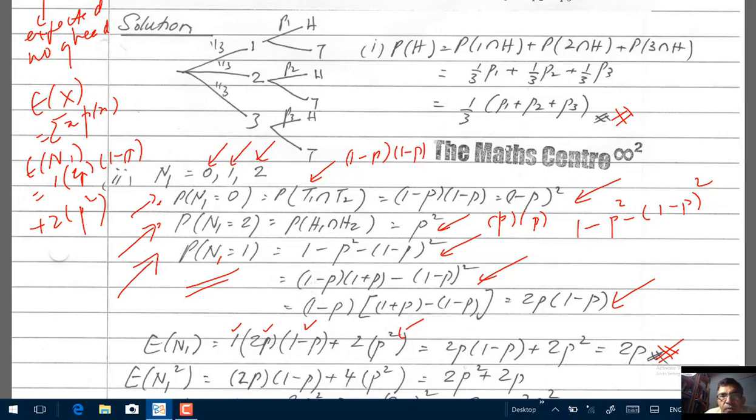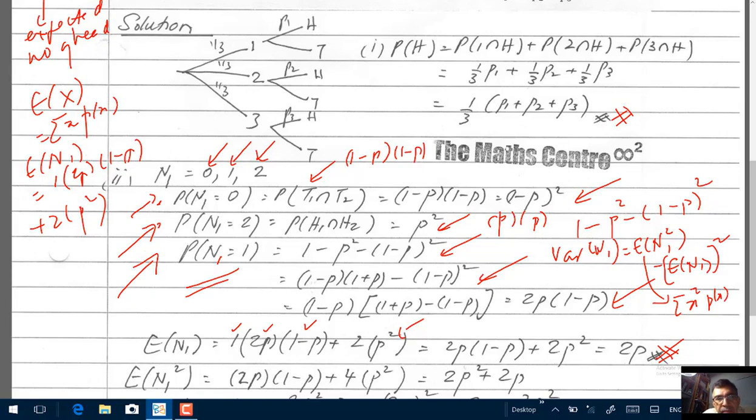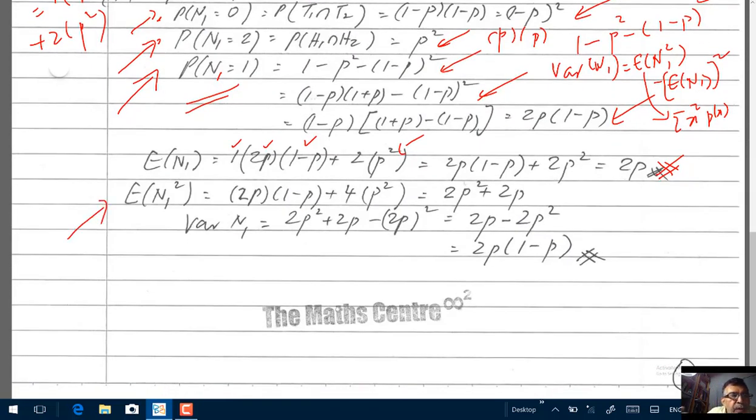Now to find the variance, the variance of N1 will be the expected value of N1 squared minus the expected value of N1 whole thing squared. The first term uses the idea of x squared times P(x). The first possible value of N1 is 1, so 1 squared is 1 times the probability 2p times 1 minus p. The second value is 2 squared, which is 4, and the probability of N1 equals 2 is p squared. You clean this up and you will get 2p squared plus 2p.